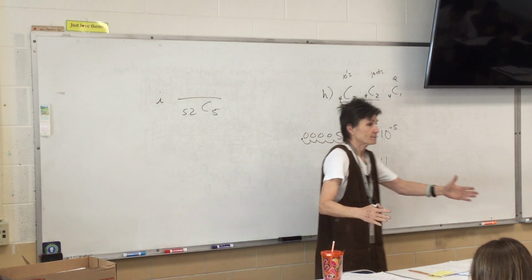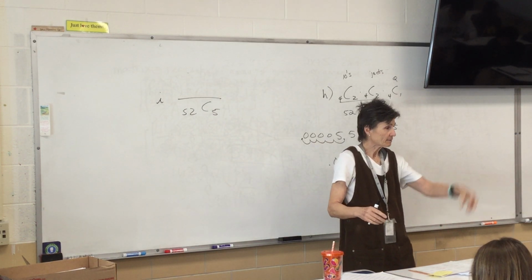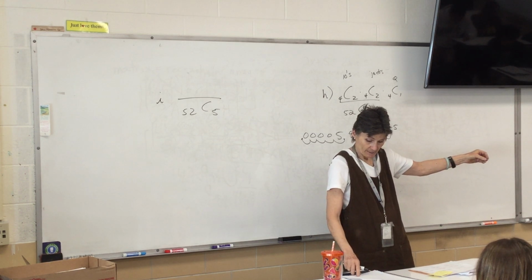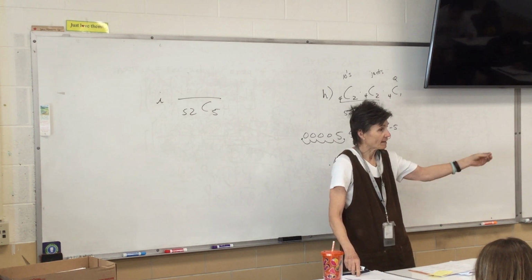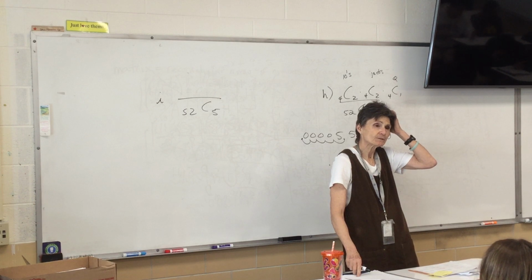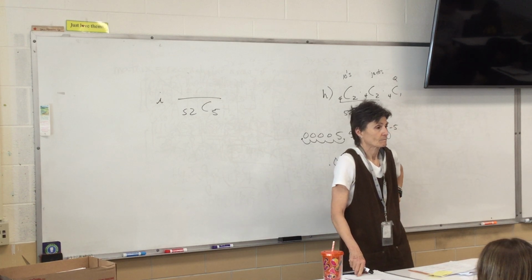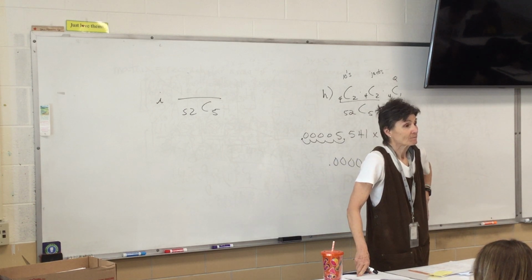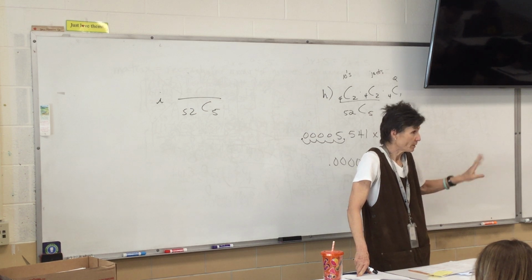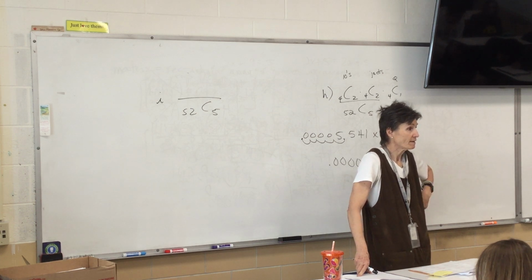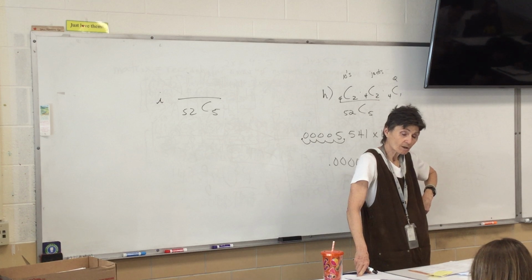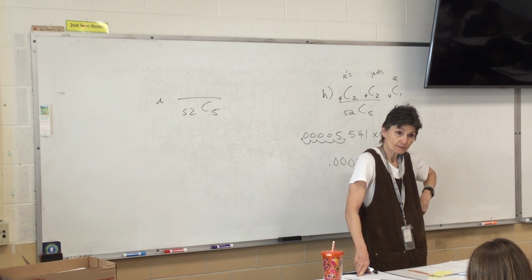Here's my deck of cards. I'm going to take out the aces. I'm going to take out the queens. I'm going to take out the 5s. How many cards are left if I do that? 40. Aren't there 4 aces, 4 queens, and 4 5s? So if I take 12 cards out of the deck, there's 40 left.